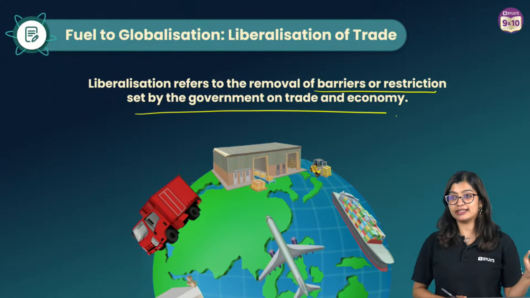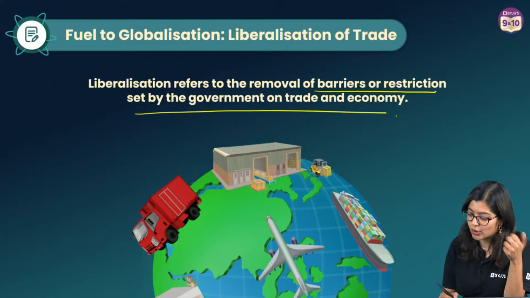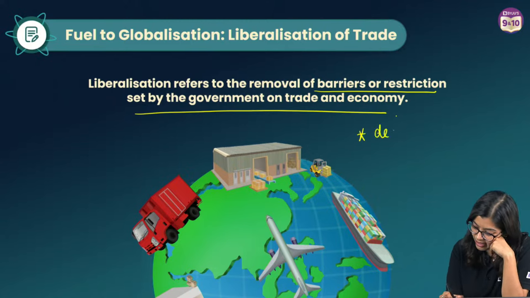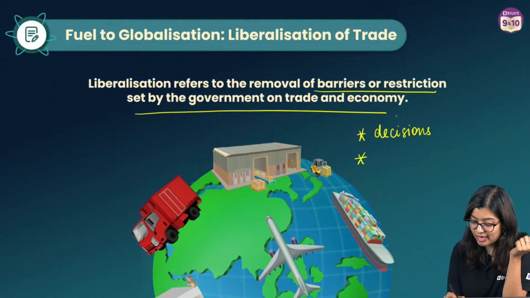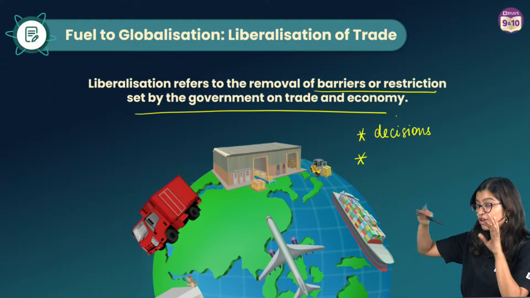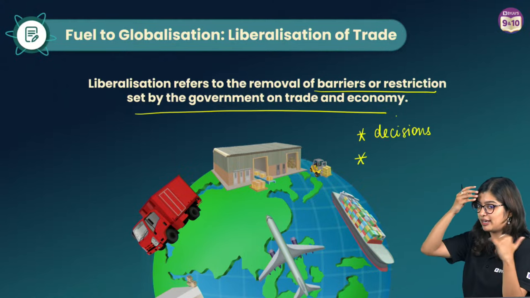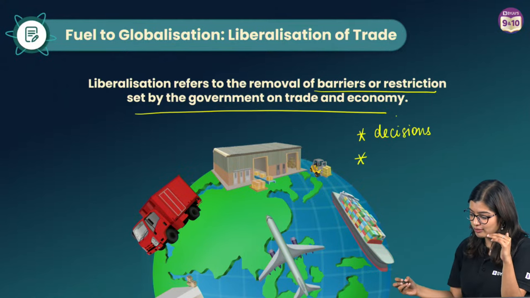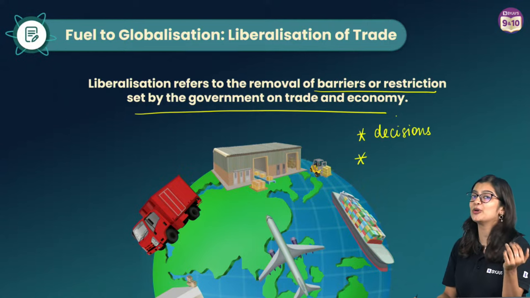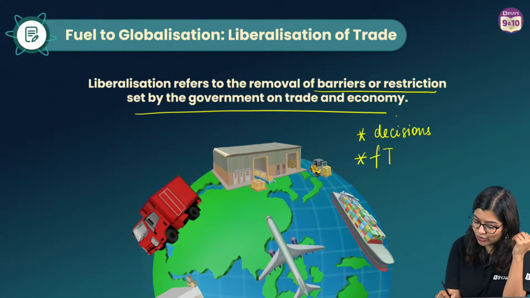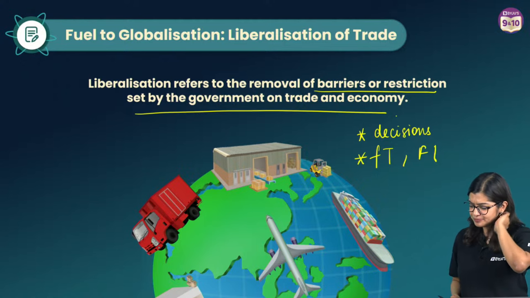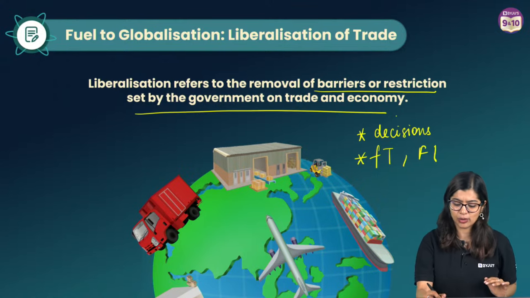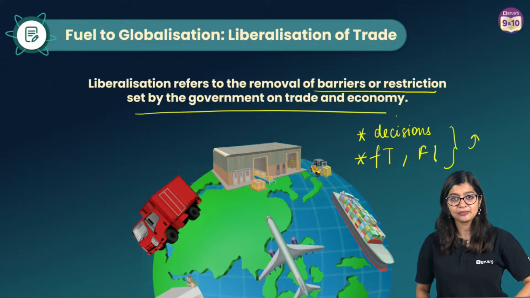So thereby we see that with liberalization, what was allowed? Businesses were allowed to make their own decisions with respect to import and export. Now, the government will not impose too much restriction, the amount of restriction they were putting on trading will now reduce, right? Which means, to reiterate my points, more foreign trade and foreign investment coming in, and thereby we see that this is going to help in economic growth, right?